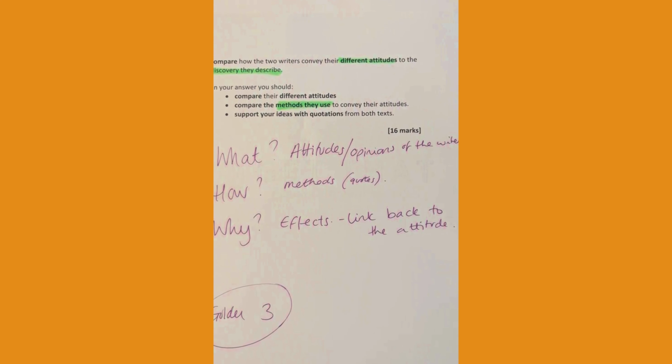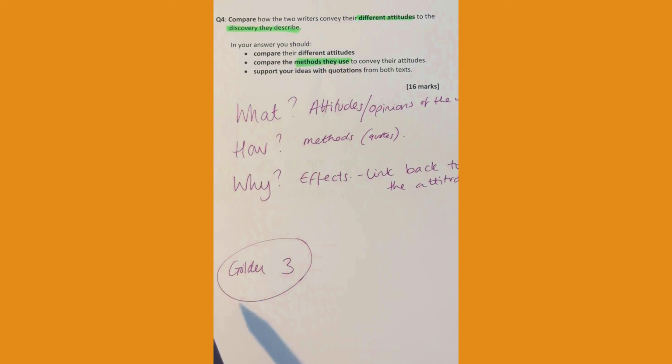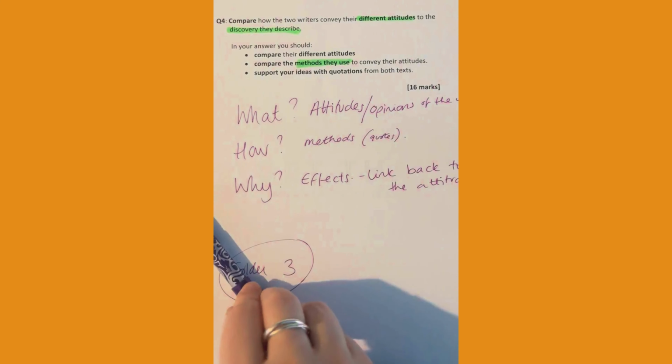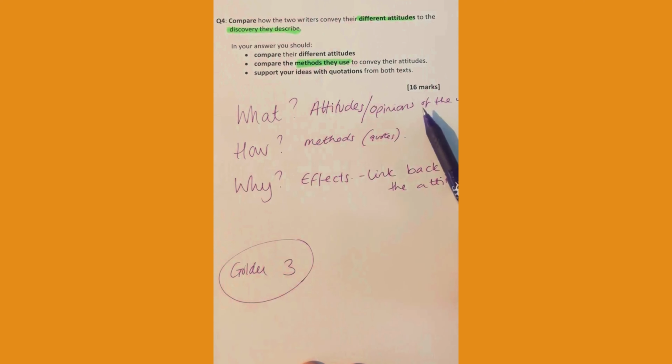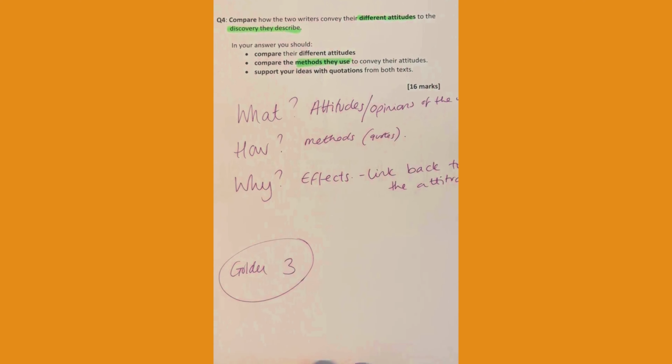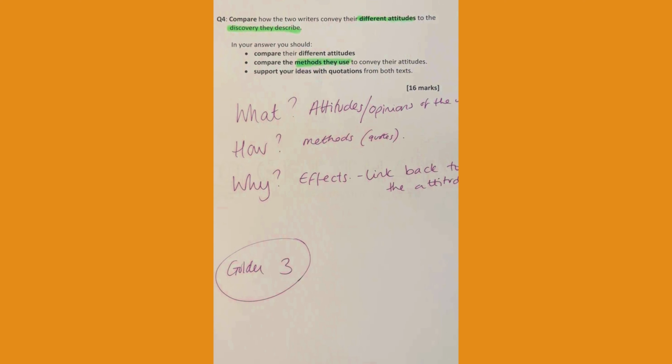So the whole idea is that we're showing that we've understood the attitude and we've also understood the methods they've used to get us there. And this is a firm favourite of mine. We've gone for the golden 3 yet again. We want 3 comparative paragraphs. So we want a what, how, why for source A, then a what, how, why for source B, and then 3 lots of that if possible. That's the aim, okay? So it's what, how, why, source A, what, how, why, source B, and then again and again.